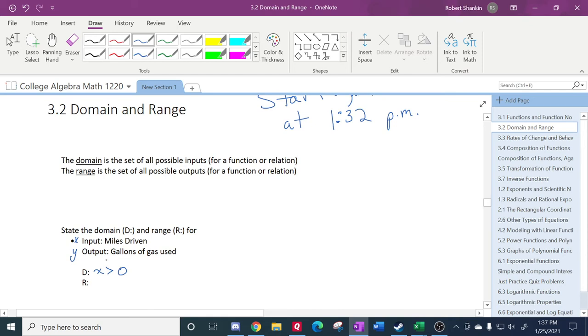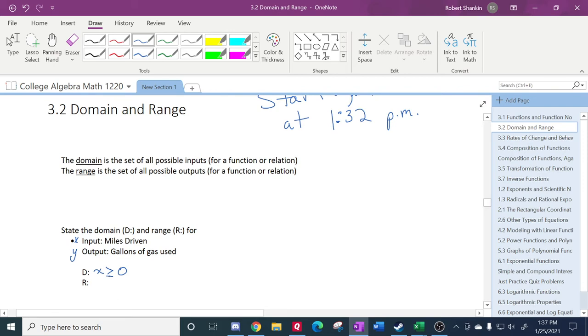Because you can't use numbers like -3. You can't drive -3 miles. Now, we also have to ask this question: what about 0 itself? Is 0 a valid input? Well, certainly it is. Some days you're not going to drive your car at all. So then it would be 0, so x is greater than or equal to 0.